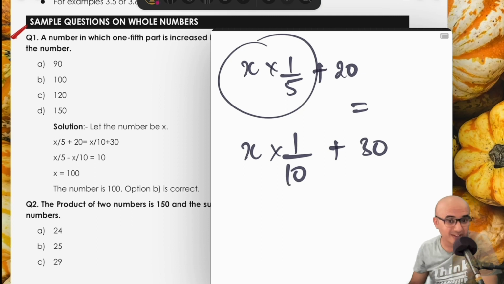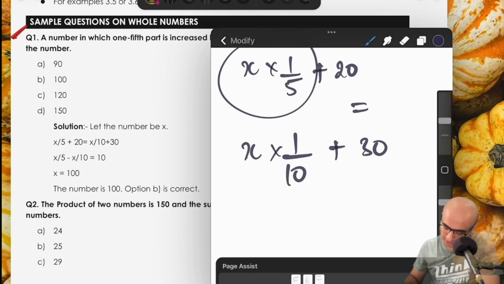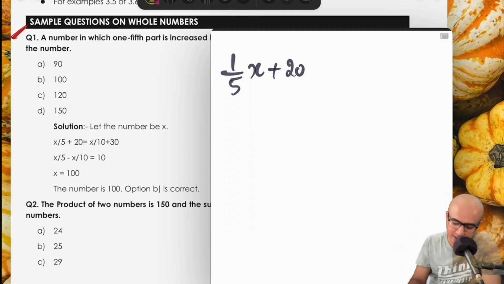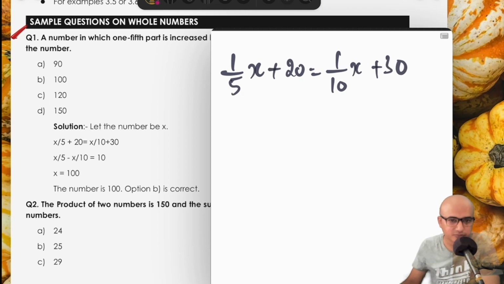We do not know what that x, that number, is, so let us try to identify it. If I write it in the form of an equation, x into 1 by 5 is 1 by 5x, plus 20 equals 1 by 10x plus 30. Now what we can do to simplify is get rid of the fractions and consider only whole numbers. For that, we'll multiply by the largest denominator here, which is 10.